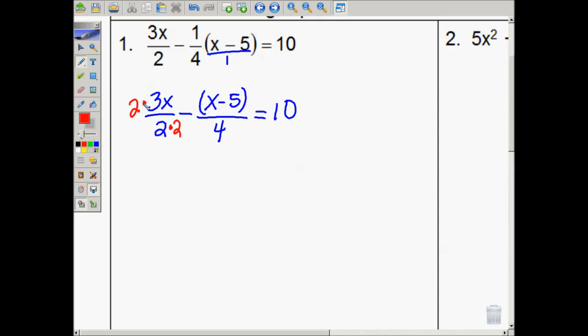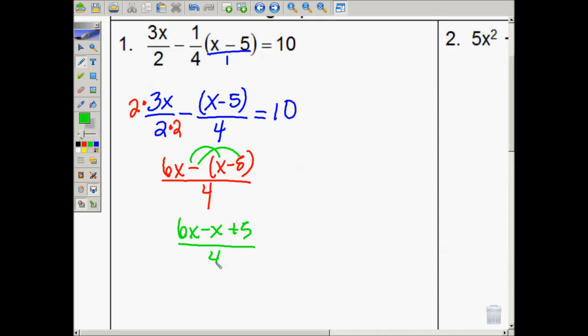Okay, so 2 times 3 is going to give me 6x minus x minus 5. And what's my LCD? 4. So I combine my numerators over my LCD. Remember that from our notes? You combine your numerator over your LCD. Can I simplify my numerator? Yes, I can distribute and combine like terms. So I can distribute, and I'm going to end up with 6x minus x plus 5 over 4.